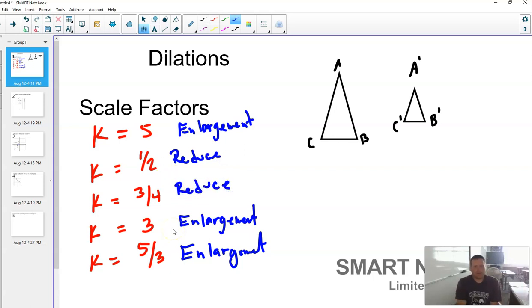So make sure you pay attention to that, and we're going to learn how to apply those. We're making objects, but we're not moving them or shifting them right now, we're just enlarging them and reducing them. Okay, so let's use those ideas on a couple problems here.